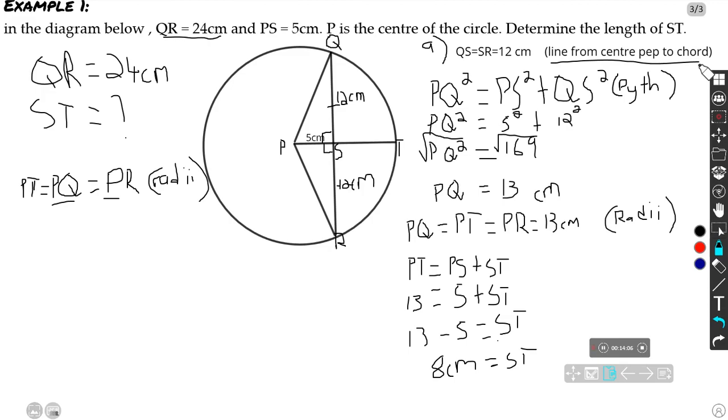Before we end the video, what does theorem number 1 state? It states that the line drawn from the center perpendicular to the chord bisects the chord. Let's repeat: the line drawn from the center perpendicular to the chord, it bisects the chord. And if it bisects the chord, it cuts it into half.